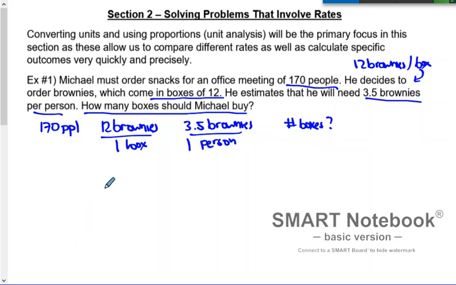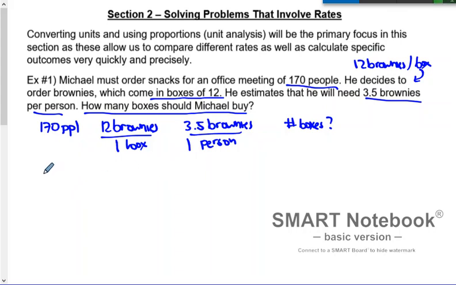Now, last class, we only had to do one proportion to end up with our answer. This time we're going to have to do more than one. The reason for that is I don't have a conversion that will take me directly from number of people to the number of boxes of brownies that I need. So we do have some intermediates. So if we think this through, I have 170 people. I know each person is going to be eating 3.5 brownies, roughly. So let's figure out first how many brownies we need.